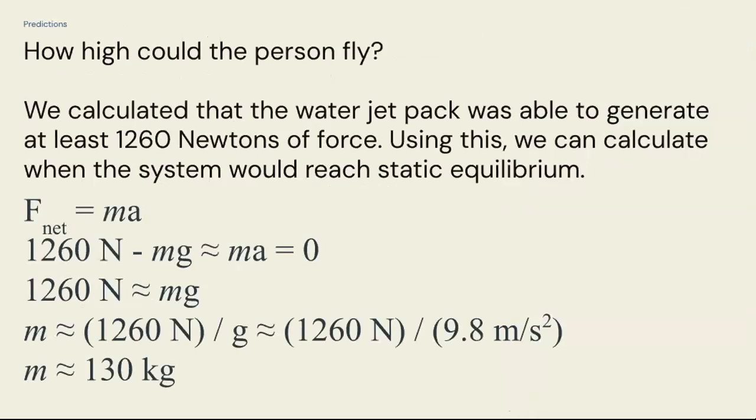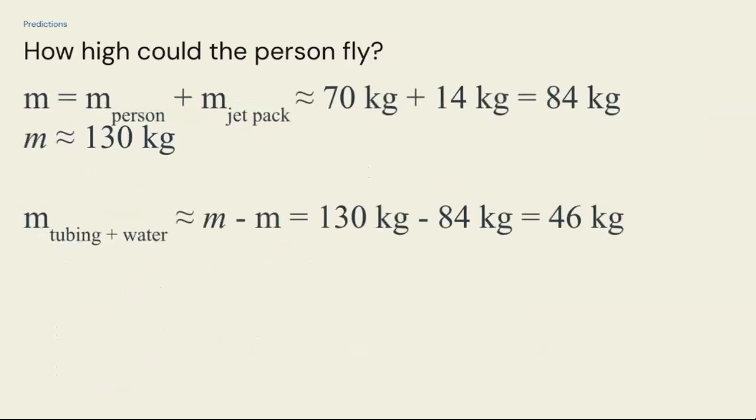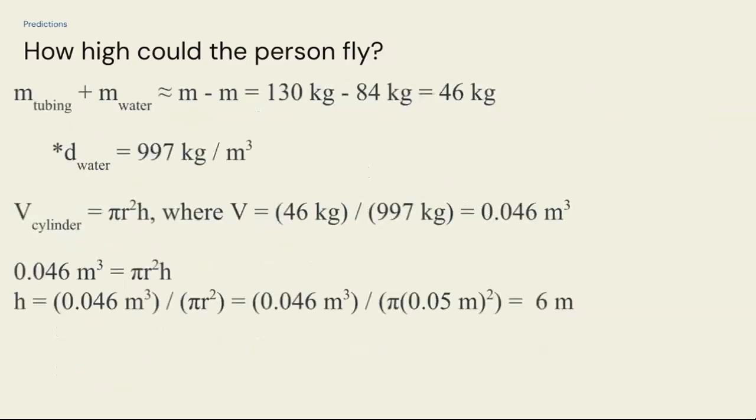So how high could the person fly? We calculated that the water jetpack was able to generate at least 1,260 newtons of force. Using this, we can calculate when the system would reach static equilibrium. By using Newton's second law and performing calculations, we see that the force generated by the water jetpack could lift up to 130 kilograms of mass. Using our previous assumptions in the person's weight and the weight of the water jetpack, this means that the static equilibrium will be reached when there's 46 kilograms worth of tubing and water being pulled into the air.